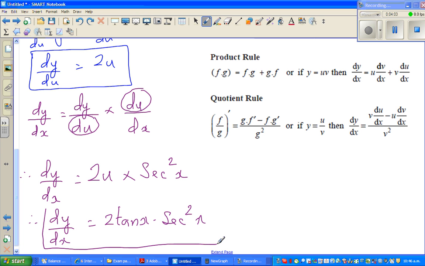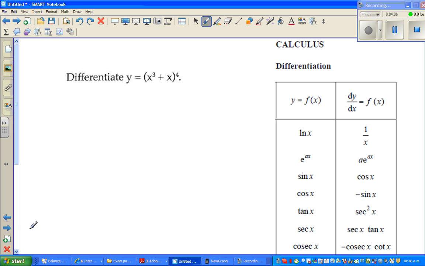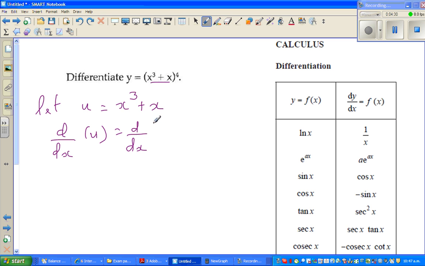Okay, so let me do one more video, sorry, one more question on differentiation. So this is a power function, so I'll use the chain rule. Let this whole thing be u. So u is equal to x cubed plus x. So I'm going to differentiate with respect to x. So d by dx of u is equal to d by dx of x cubed plus d by dx of x.